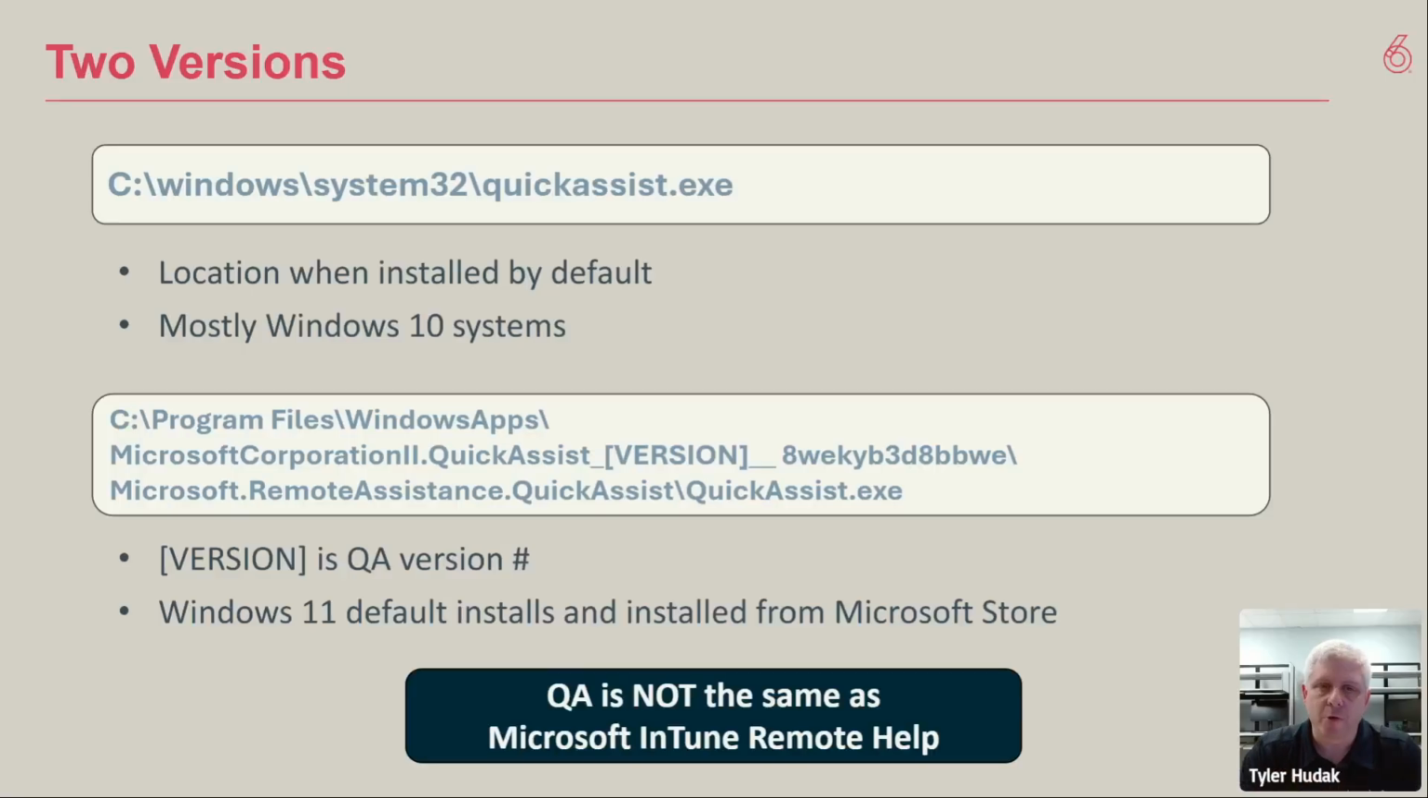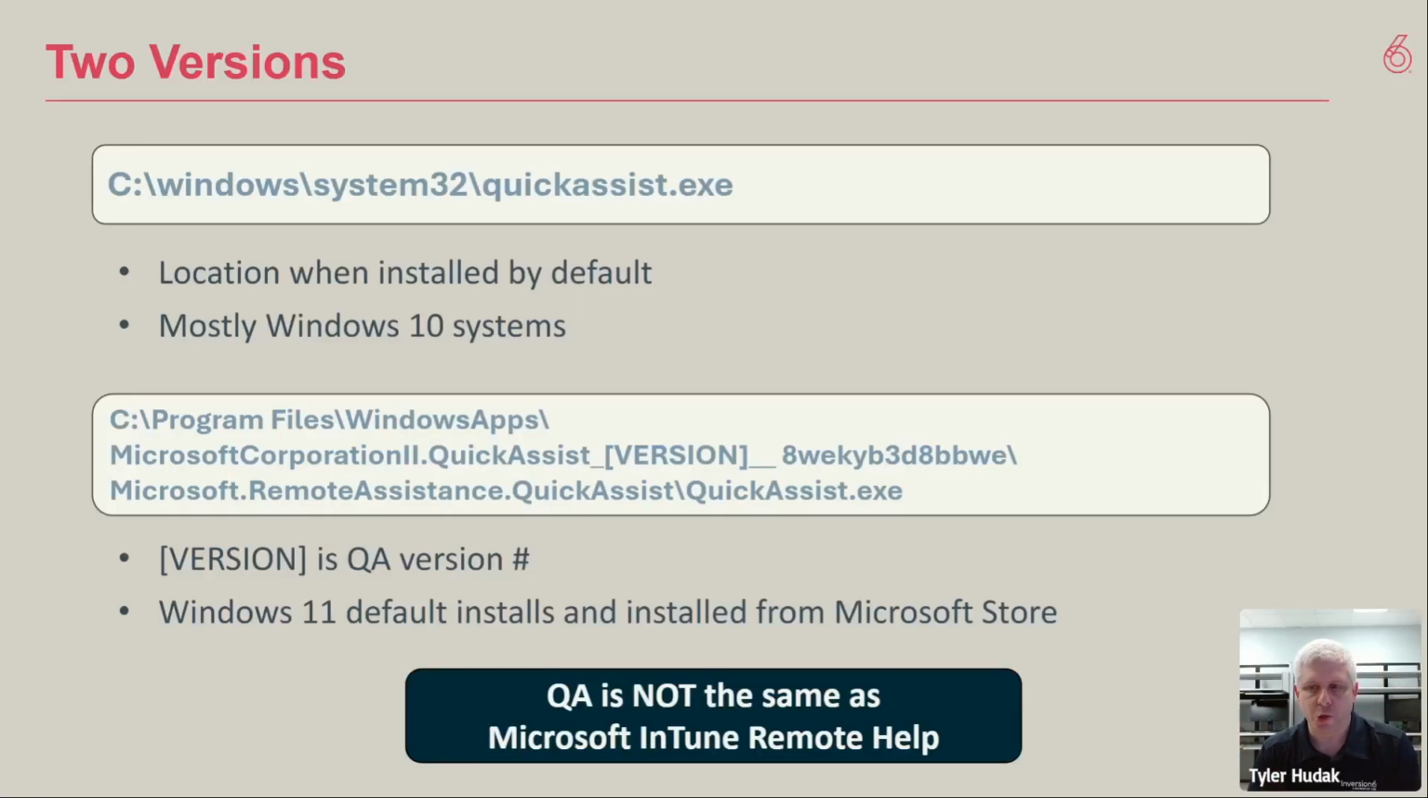There is a second version, which is a Windows app. It's typically installed from the Microsoft Store, or I have actually seen this installed by default in Windows 11 systems. In this really long Program Files, Windows Apps, so on directory, you'll see in the second line there of the directory, where it has version in brackets, that will actually be the Quick Assist version number. So as new versions are installed onto the system, you'll see the different directories.